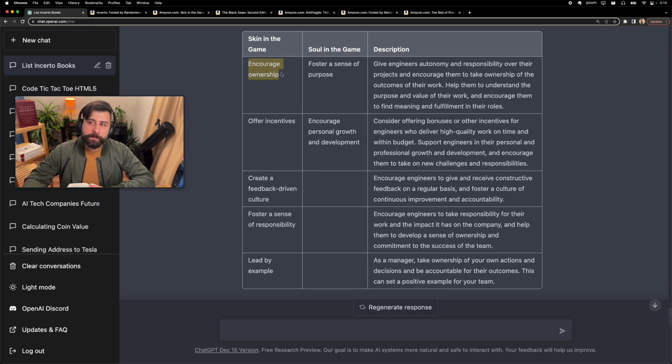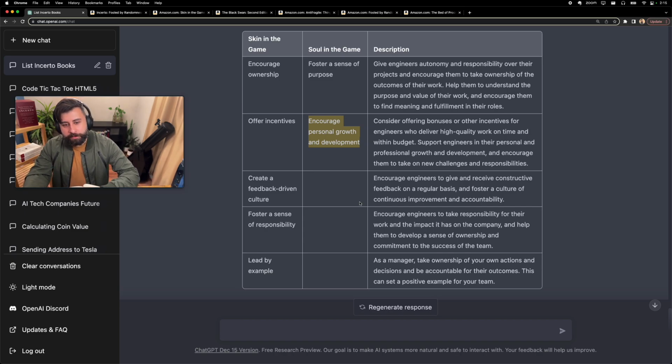It's one thing to give equity or options to someone working at a company, but it's another to do this. And this isn't easy to do. You have to lead by example. It's been very rare, at least in my experience in the corporate world, but when you have it, it's very special. Offer incentives, sure, encourage personal growth. Yeah, another one.